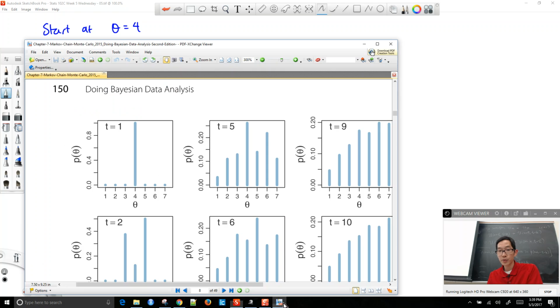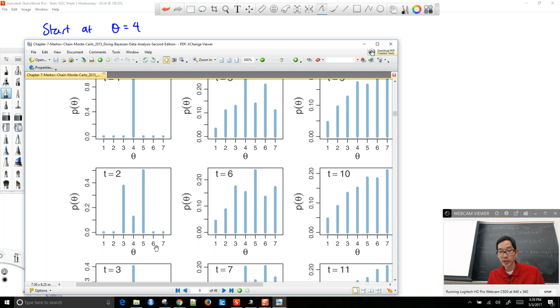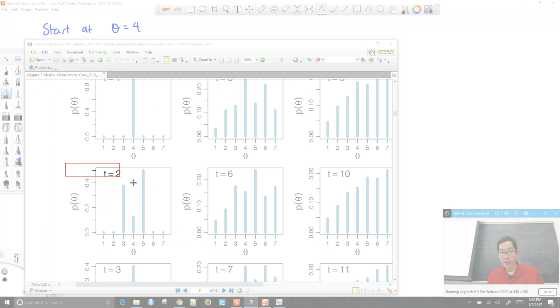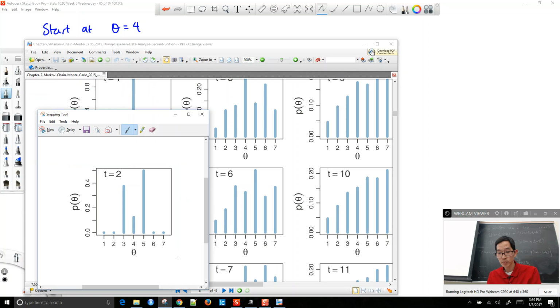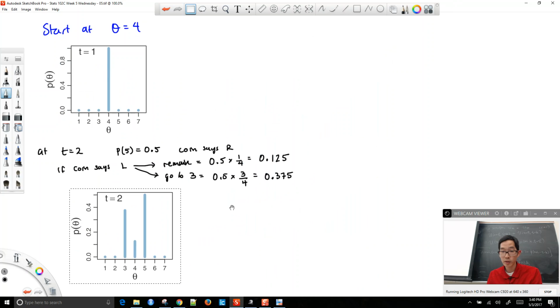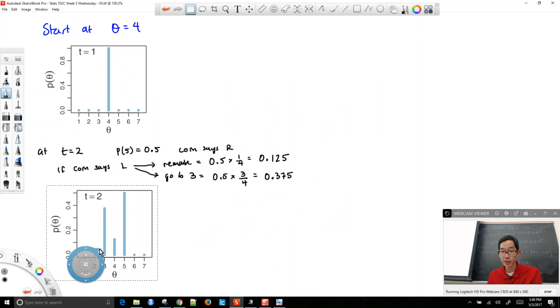Okay, and that is displayed in this graph right here. So at time 2, this is where we could end up. We can end up at location 3 with probability 0.375, at location 4 with probability 0.125, and at location 5 with probability 0.5.